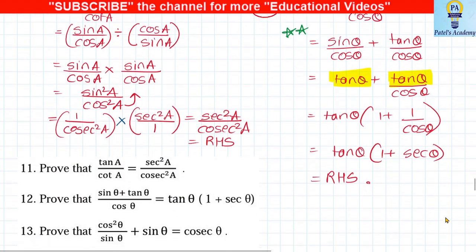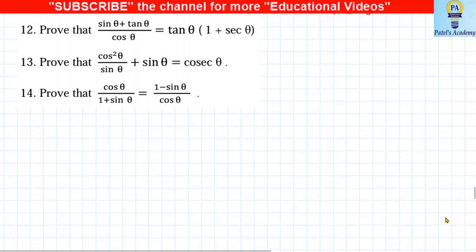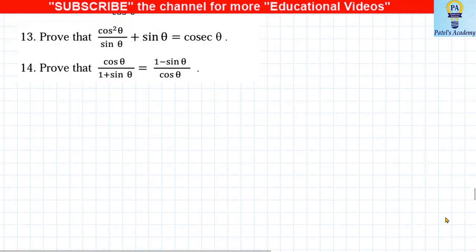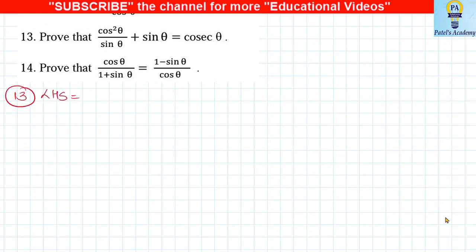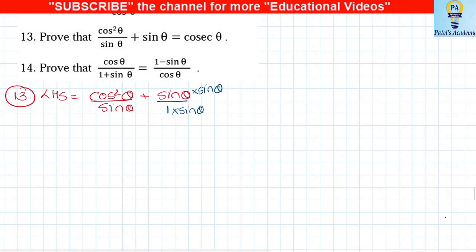Okay, let's see the next two sums, that is 13 and 14. The 13th sum. Again we'll start with LHS. It is cos square theta on sin theta, nothing but sin theta upon 1. Same, I multiply by sin theta in numerator and denominator. What I get over here is cos square theta on sin theta.